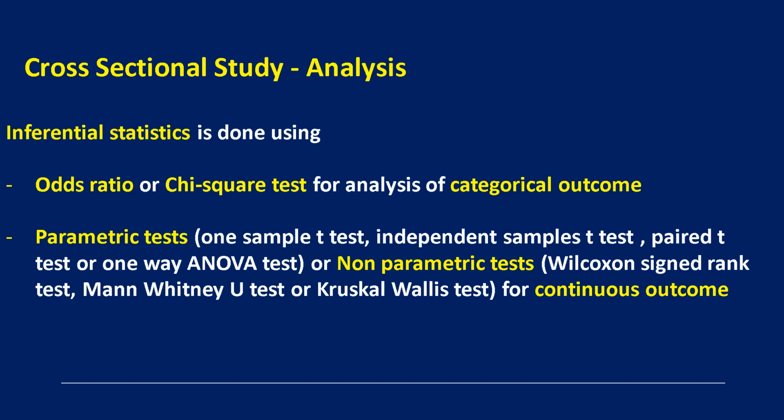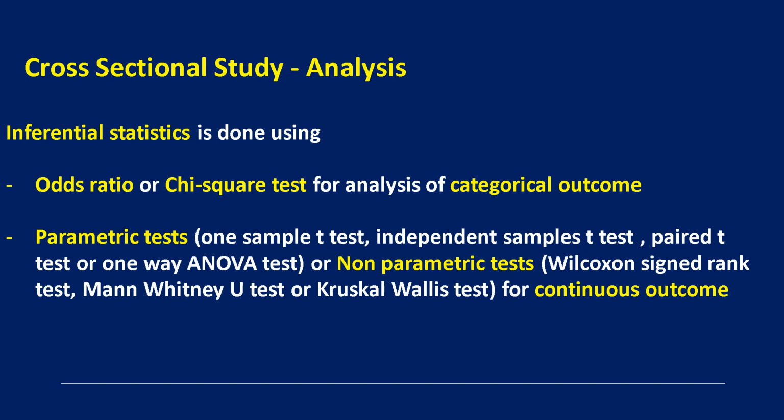Inferential statistics can be done using either odds ratio or chi-square test for categorical outcome. Sometimes outcome of cross-sectional research can be categorical, sometimes it can be continuous also. When outcome is categorical, we can use odds ratio or chi-square test. Chi-square test is applied when independent variable is also categorical and dependent variable is also categorical.